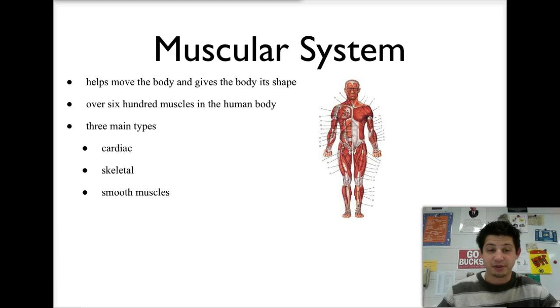For our muscular system, the main job of the muscular system is to help move the body and give the body its shape. We all have different sizes. There are over 600 muscles in the human body. 3 main types of muscles include the cardiac, that's the heart muscle, skeletal, those are for the bones, and the smooth muscles, those are found on the inside. It's like your stomach muscles, the ones that line the intestines as well.